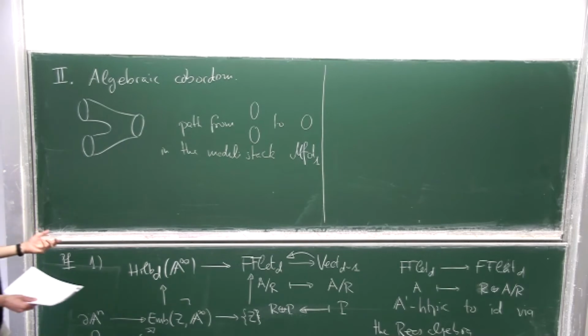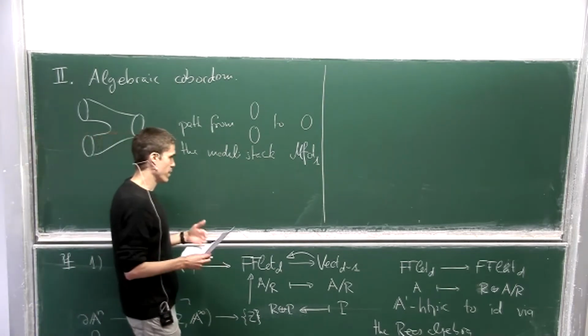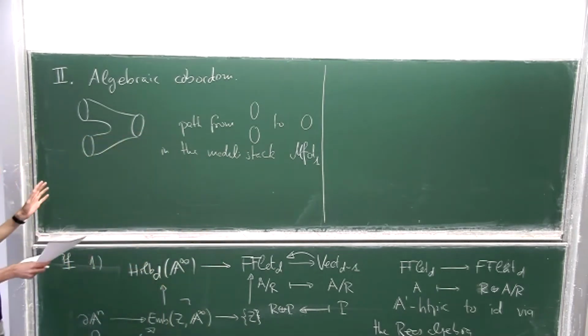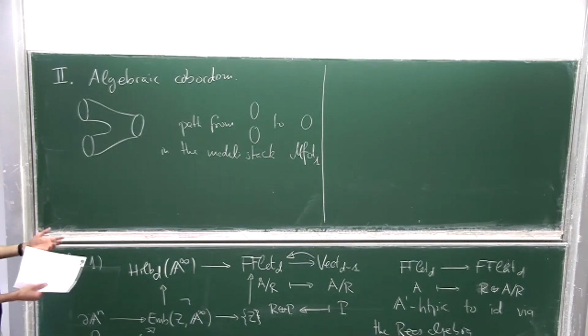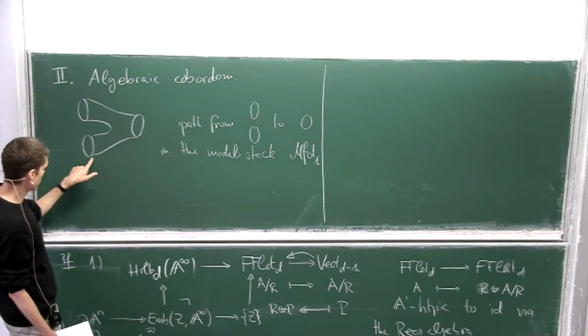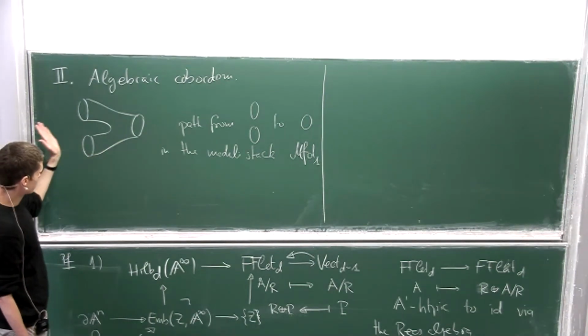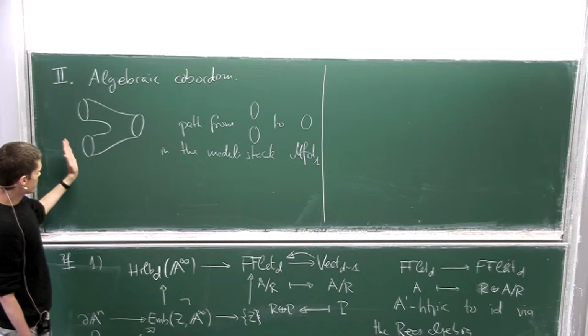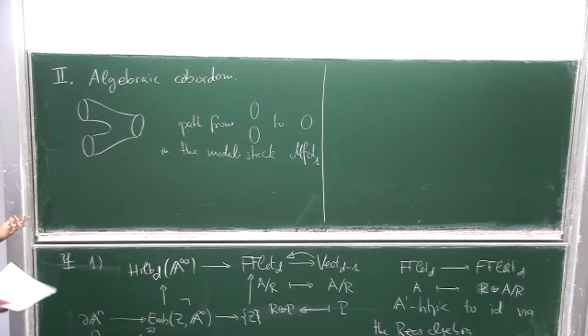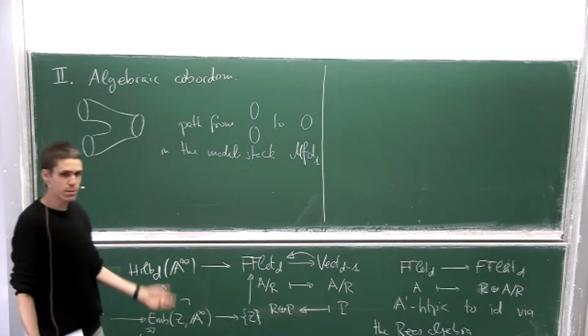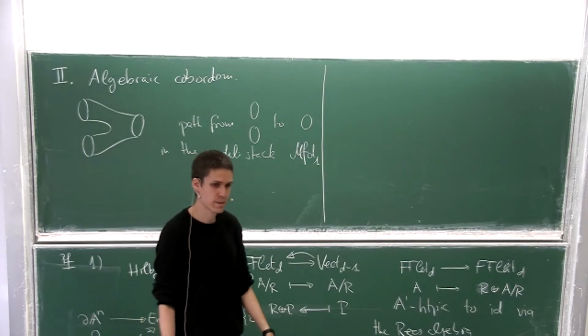But of course, what you can do is instead of just considering the path connected components, you can consider the whole homotopy type of this thing, and this is what's called the cobordism space. Some of the points are these one-dimensional manifolds in this case, and then a path in this space is a cobordism, and then you have a homotopy between paths, which would be cobordisms between cobordisms, and so on.